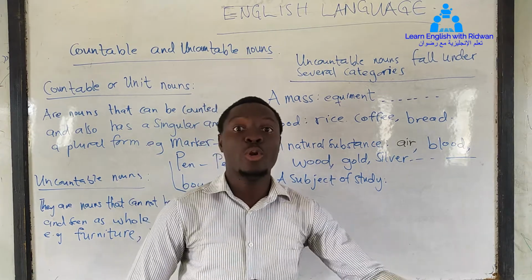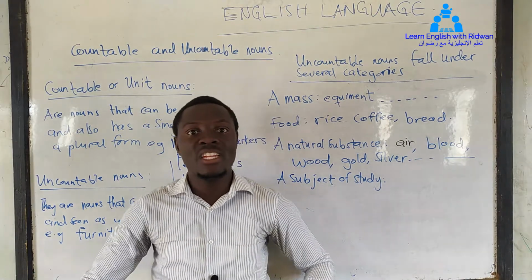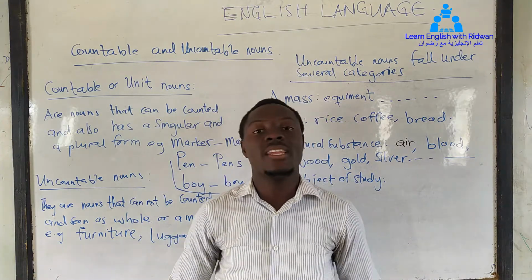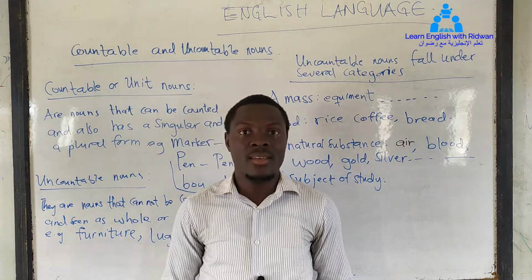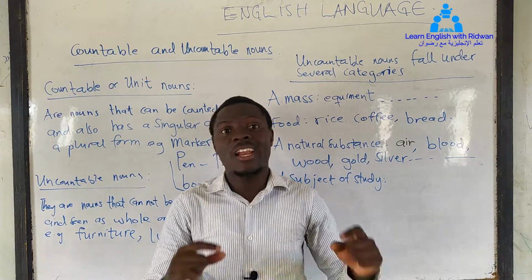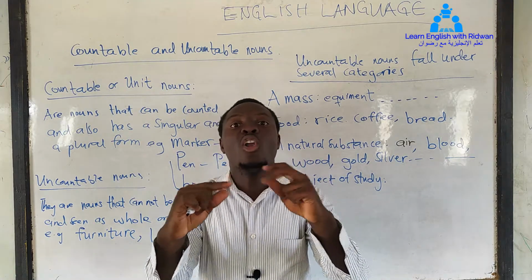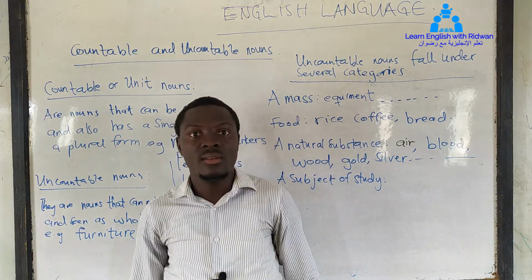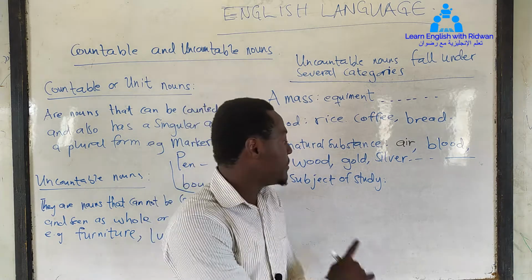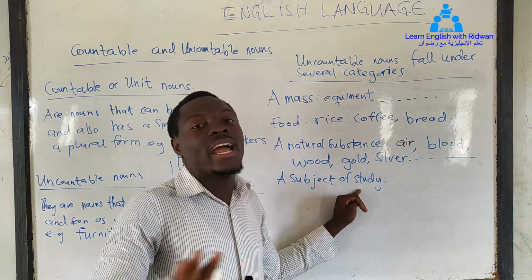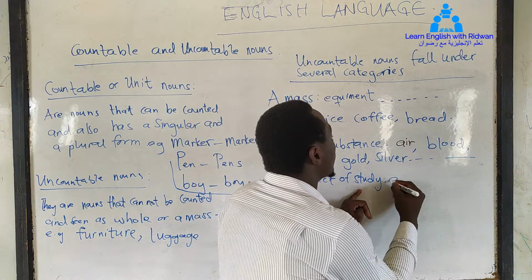You study astronomy in the classroom. You've been studying geology, you study biochemistry, you study pharmacy, you study medicine. Whatever course you study, the names of these courses are all uncountable nouns. So a subject of study always falls under uncountable nouns. An example will be that of what? Economics.